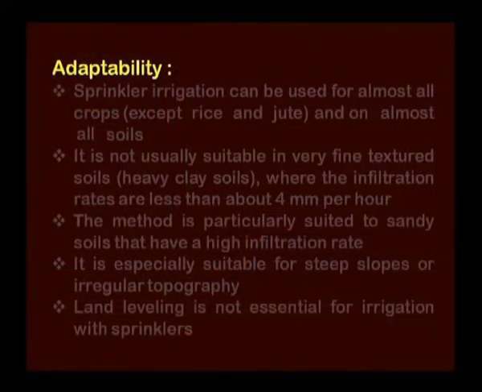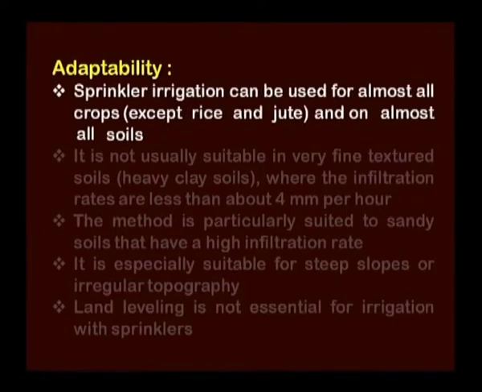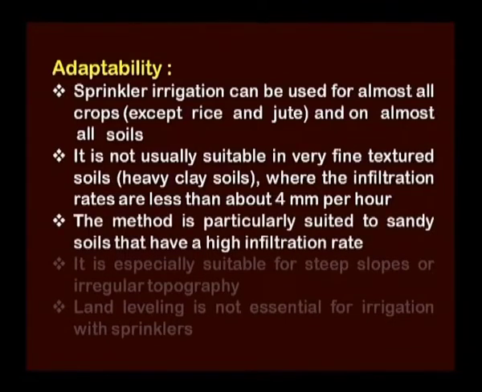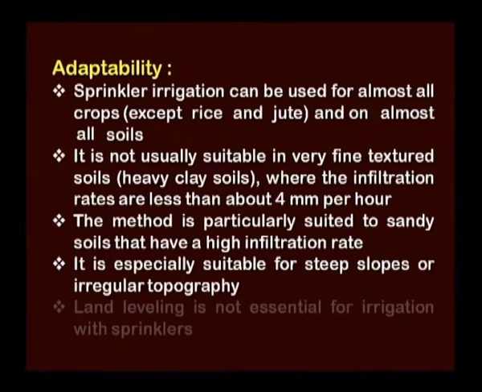Adaptability of the sprinkler irrigation system. Sprinkler irrigation can be used for almost all crops except rice and jute and on almost all the soils. It is not usually suitable in very fine textured soils, that is heavy clay soils, where the infiltration rates are less than about 4 mm per hour. The method is particularly suited to sandy soils that have a high infiltration rate. It is especially suitable for steep slopes or irregular topography.